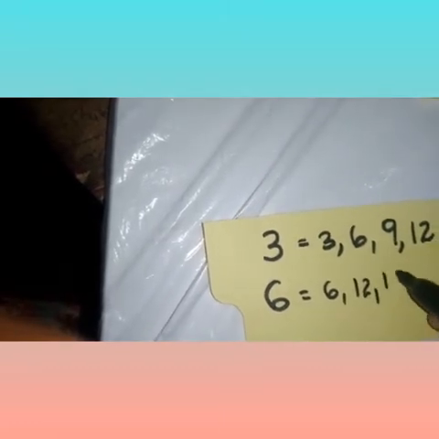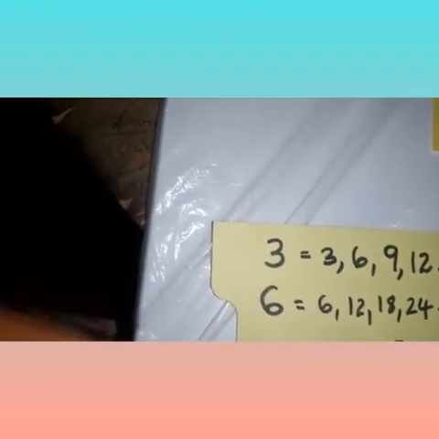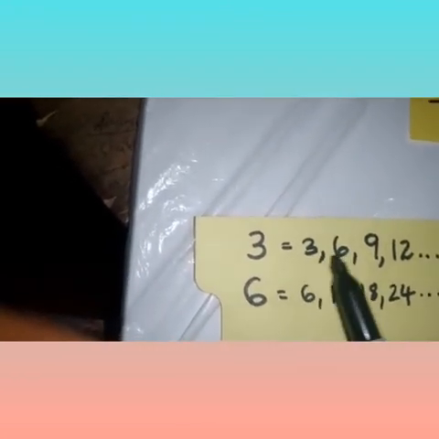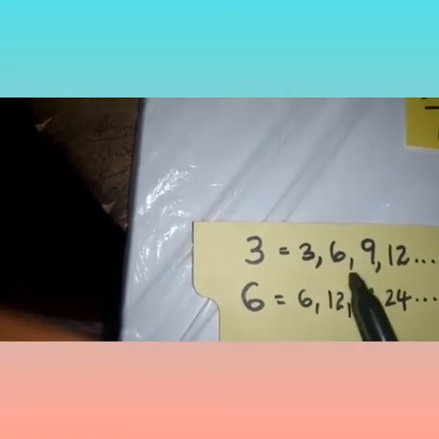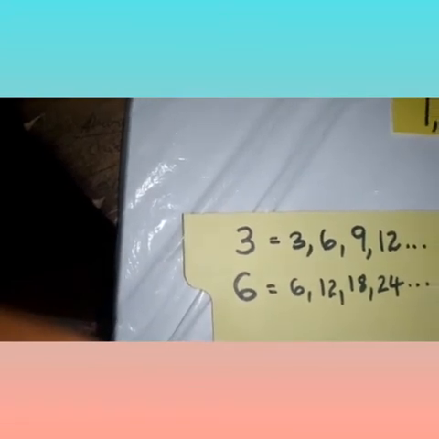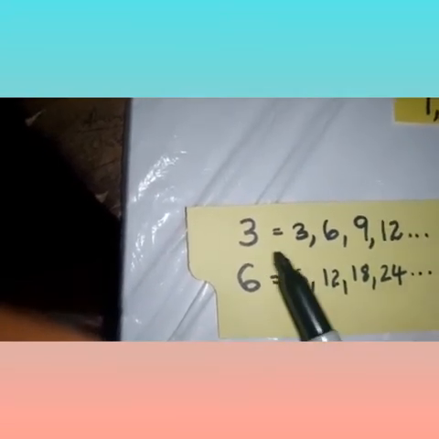Now the multiples of 6 are 6, 12, 18, 24, and it continues. So we're going to put 3 dots again. Now, you will realize that for these multiples, you're actually adding by the number that you're given. So even though you can multiply, you can also add to find your multiples.